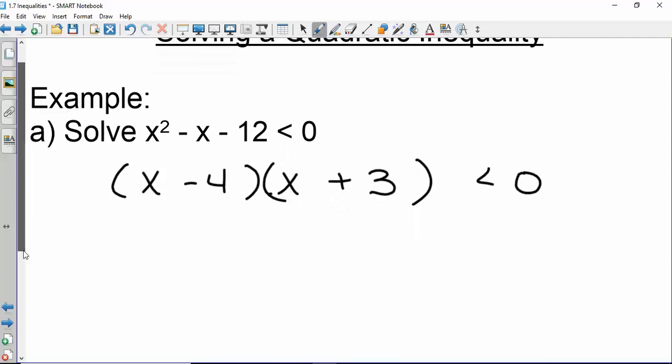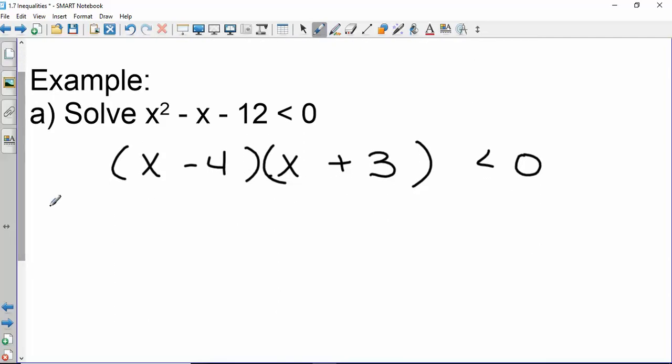Okay. Here's where it gets different. If you were just solving this equation, you would tell me x equals 4 and x equals negative 3, right? If it were an equal to. It's really, really tempting to say x is less than 4 and x is less than negative 3, but that is wrong. Because let me ask you a question. If I put in like -6, isn't -6 smaller than 4 and smaller than -3? Yeah.